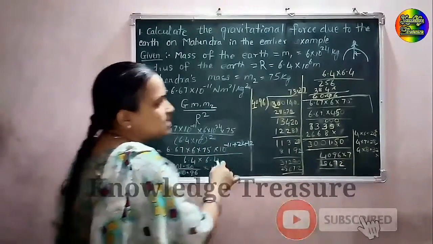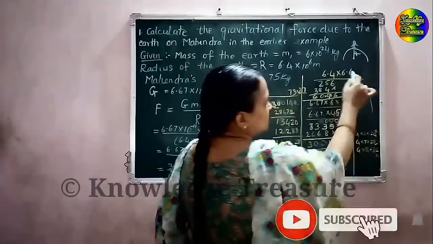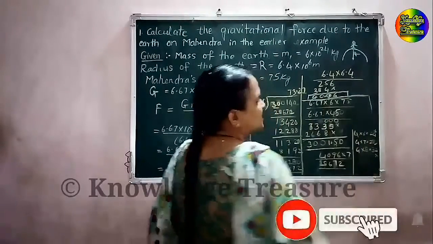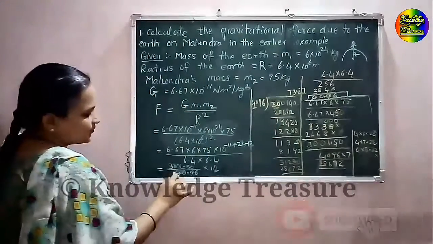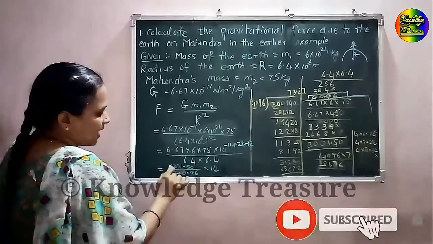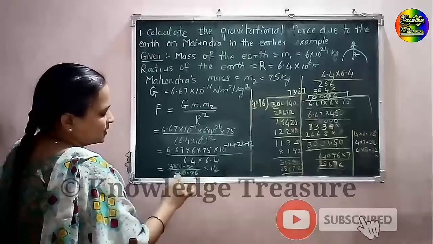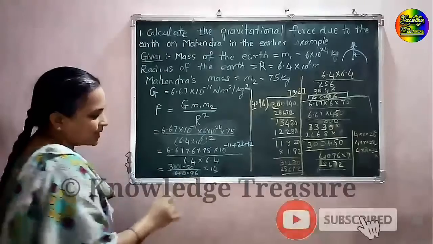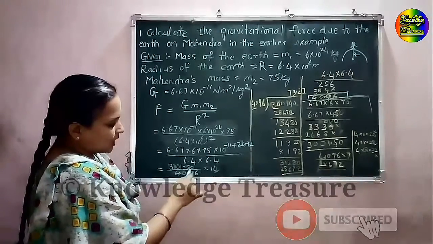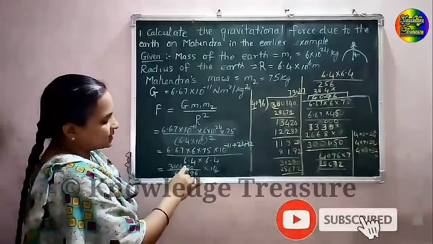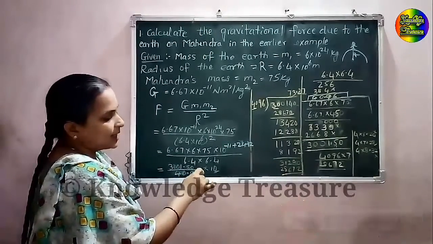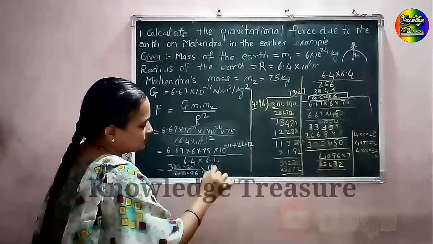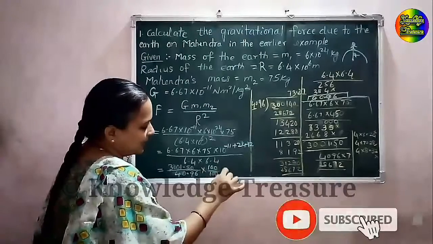Now multiply this one. 6.4 square means 6.4 into 6.4. Here you are getting the answer 40.96. Now you have to divide 3001.50 upon 40.96. Here you can see both these numbers have a decimal point after 2 digits. So I can multiply and divide by 100.